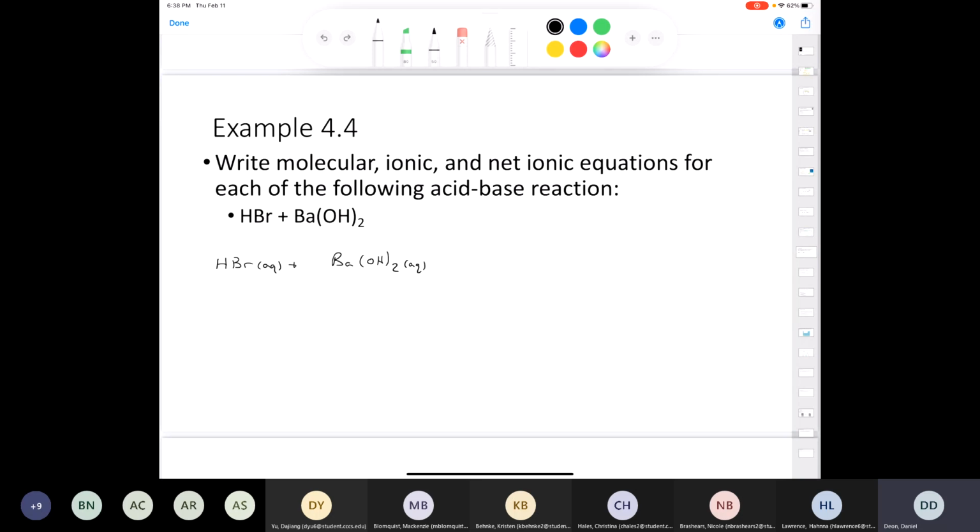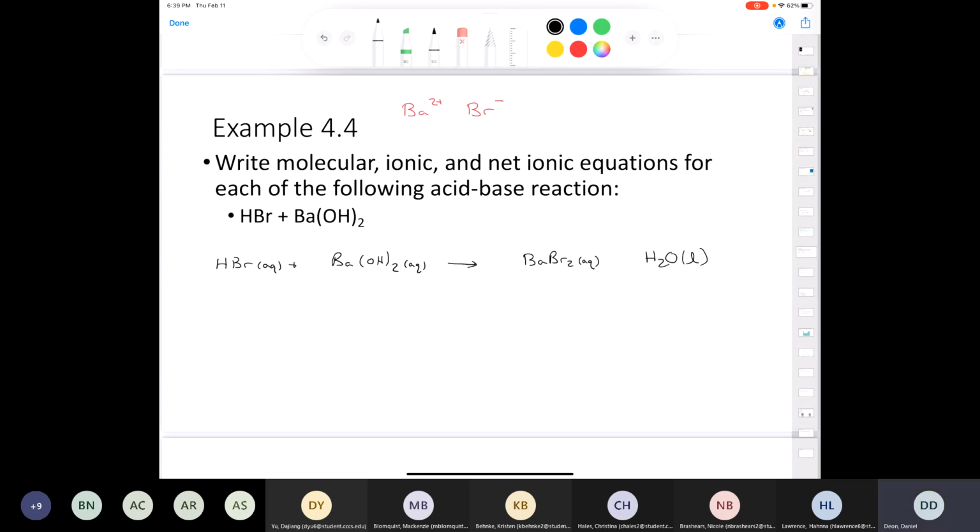All right, since HBr is a strong acid and barium hydroxide is a strong base, we're going to put an irreversible arrow and we're going to produce a salt plus water. We can start by writing our water. What's our salt going to be composed of? Barium and the bromide. Remember that since barium is in group 2A, it's barium 2+, and bromide is always -1. So that means the formula for barium bromide would be BaBr2.